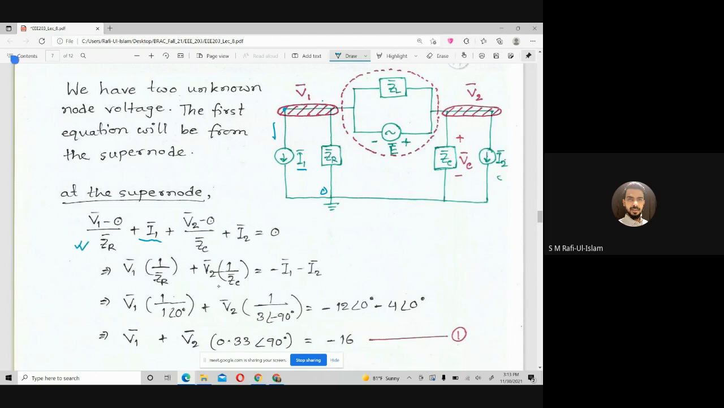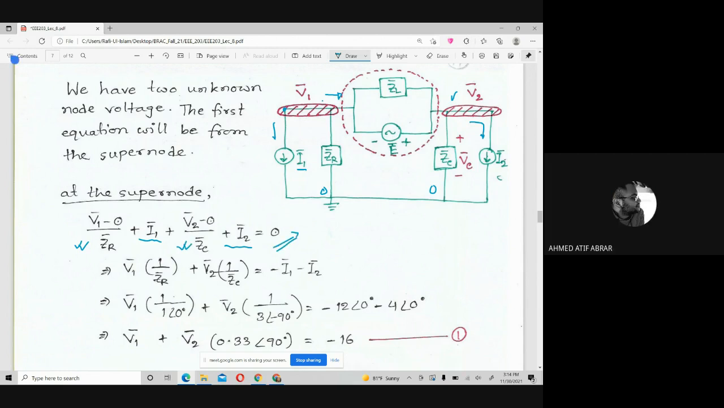Now I was supposed to write another current equation here, but since it's a supernode, I will discard that part and go back to the other node. So this is the other node, let's say V2. For V2, this current is leaving, so I will put plus I2. And for this current, it is V2 minus 0, divided by ZC. Do you understand this equation?